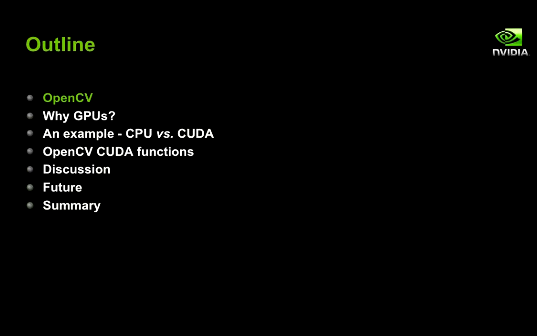Then I'll briefly introduce you to some of the functions that exist in the CUDA port of OpenCV. Then I'll discuss some advantages and disadvantages of both the CPU and the CUDA versions of OpenCV, and generally of using GPUs for computer vision. I'll talk a little bit about what's to come in the future with regards to GPUs and OpenCV, and then lastly I'll summarize the main points of this talk.